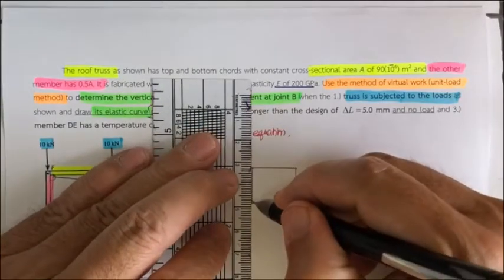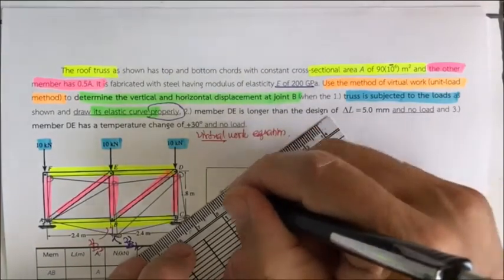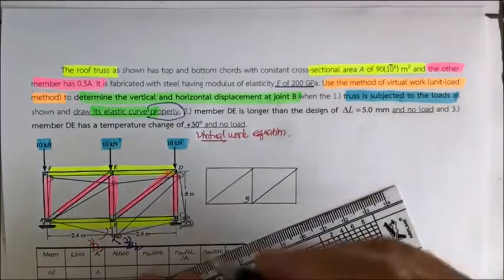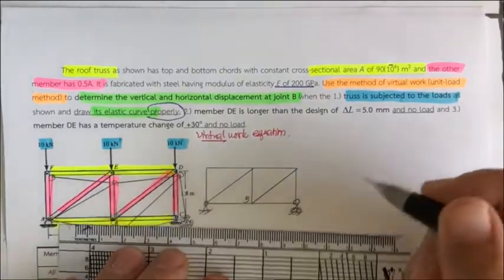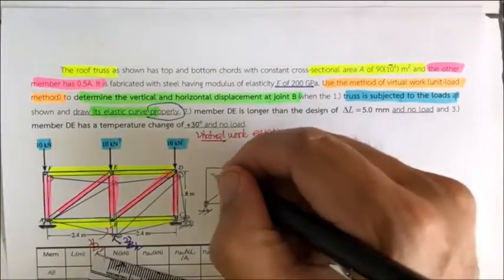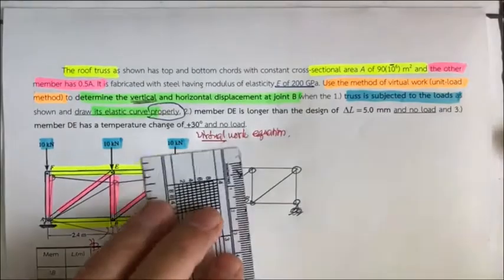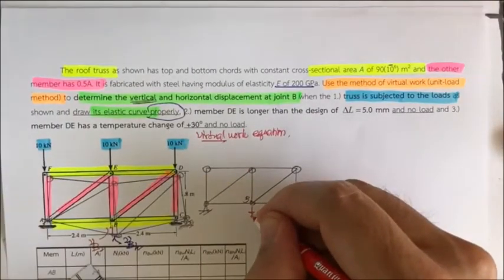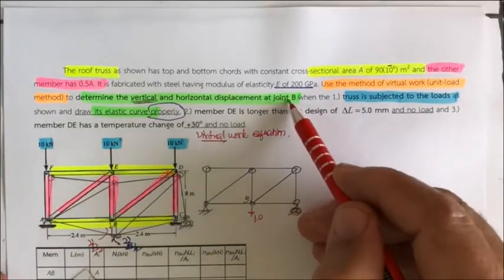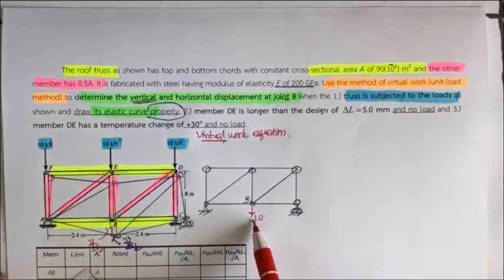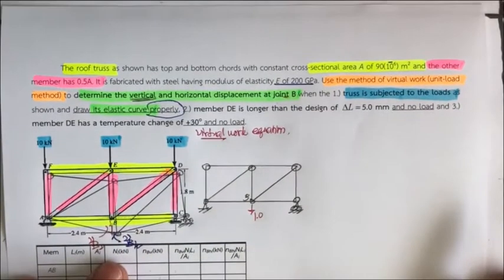And we are going to determine the vertical deflection at point B first. So this one is the pin, this one is the roller. We put one unit force at B in the direction given here. If we like to determine the vertical displacement, we put 1.0 unit at B to find the vertical, and I assume it's downward as I did in the elastic curve.